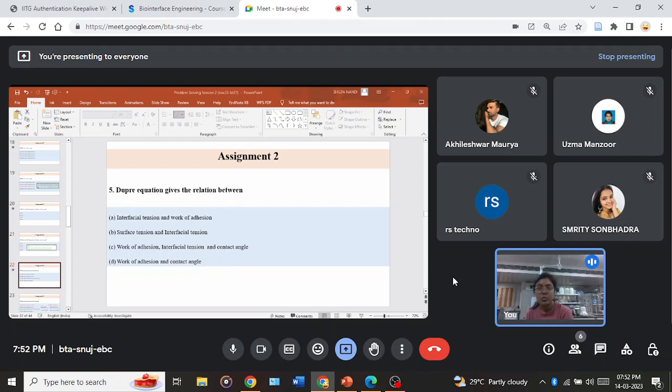I'll repeat the question once more: Dupre equation gives the relation between options A. Interfacial tension and work of adhesion, B. Surface tension and interfacial tension, option C is work of adhesion, interfacial tension and contact angle, and option D is work of adhesion and contact angle.